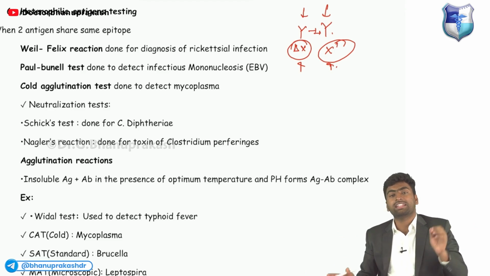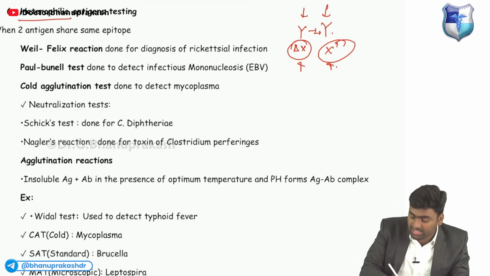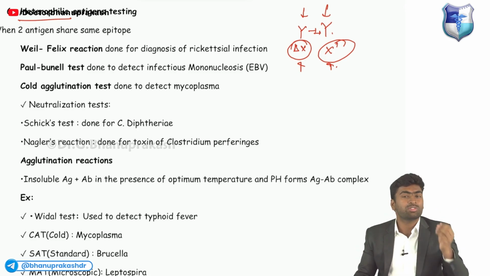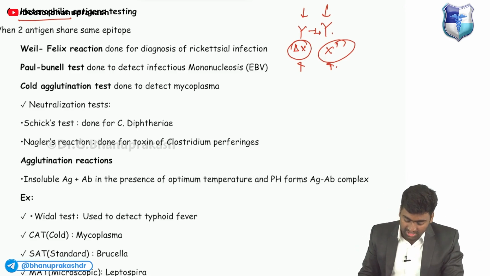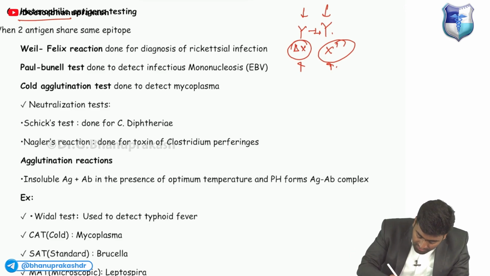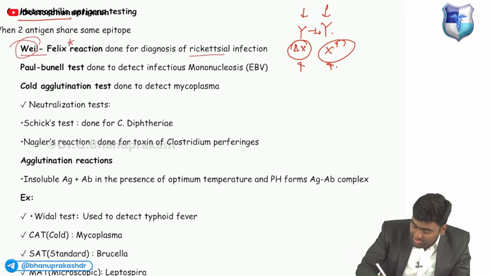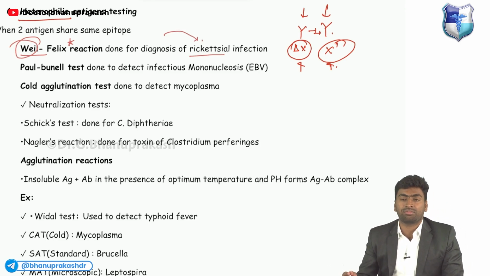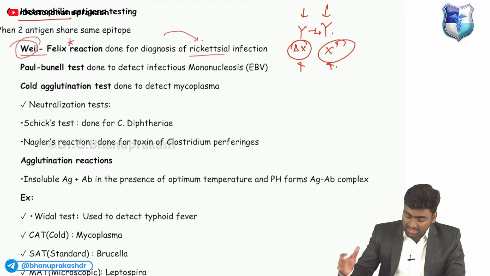That's why it is a heterophilic antigen. The antigens are a bit different, but the antibodies think it is the same, so it will synthesize the same type of antibodies. One of them is the Weil-Felix reaction. Remember the Weil-Felix reaction is for diagnosis of rickettsial infection. Remember W for Rickettsia, Weil-Felix reaction for rickettsial infection.